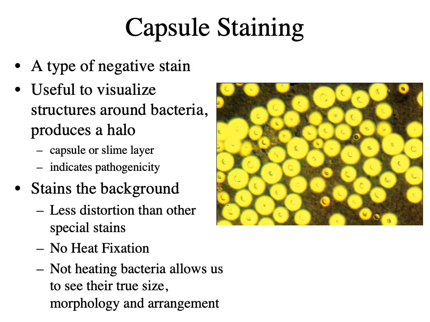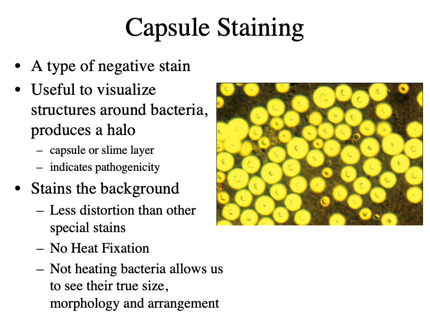The capsule stain is a type of negative stain. Do you remember the nigrosin that we used in the other negative stain? Well, this is going to have the same type of theory, the same type of procedure. We're going to stain the background around this bacteria and try and visualize whether this bacteria has a halo around it, which would represent a capsule or a slime layer. A capsule or slime layer increases the virulence and the pathogenicity of that bacteria.